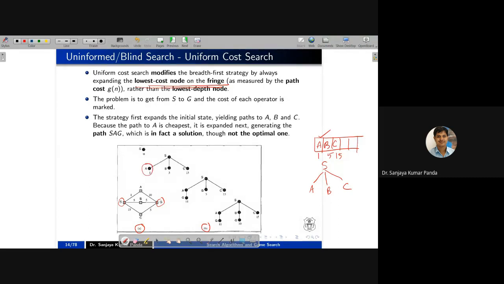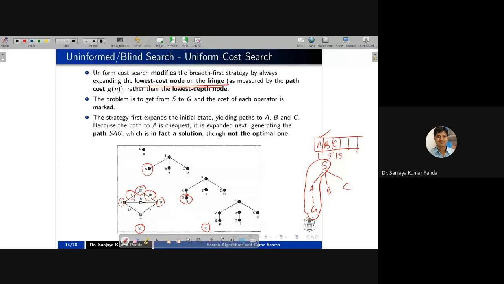So when you expand A, you can see here there is only one node, that is G. So you reach the goal with a cost of 11, because this is 1 and this is 10. 1 plus 10, you get 11. Right? So your path, SAG, is your path if you follow the lowest cost node.